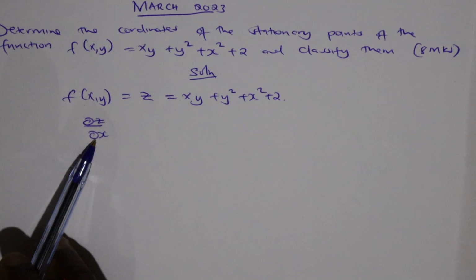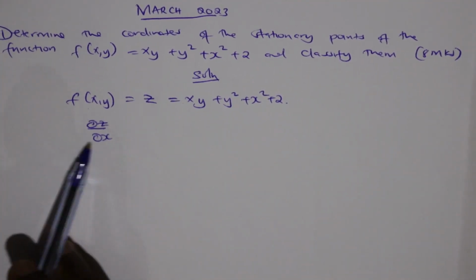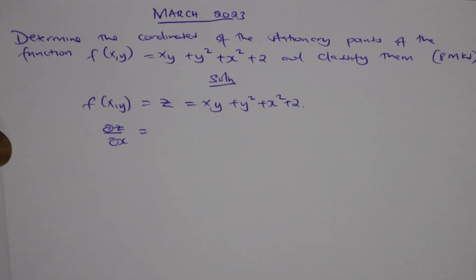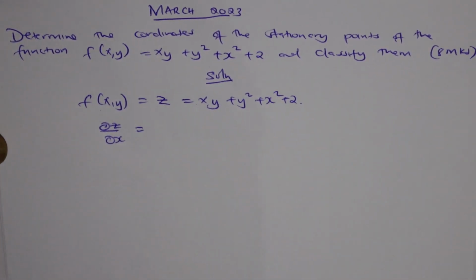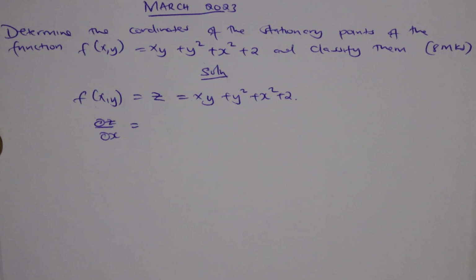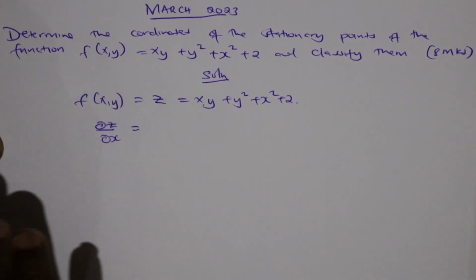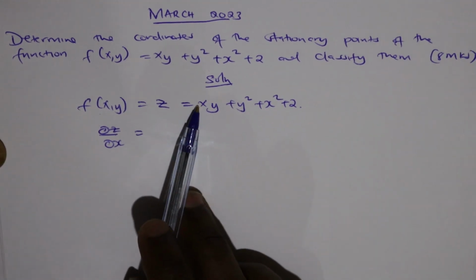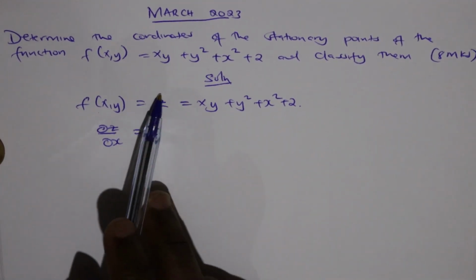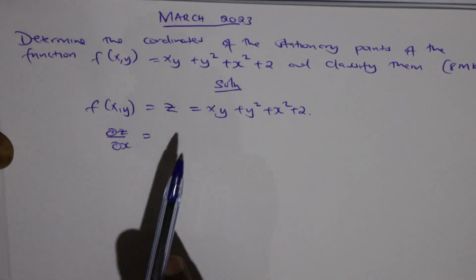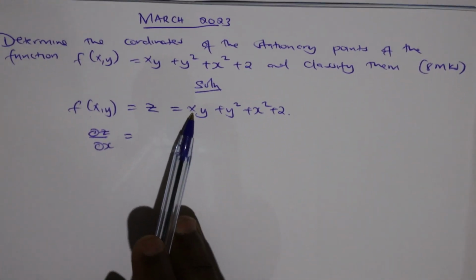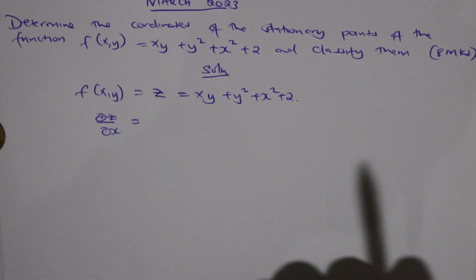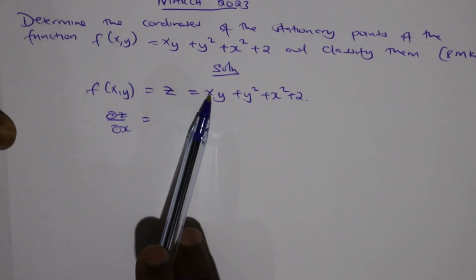Remember, this one is a curly d to show that it is a partial derivative. So we always say, when you differentiate partially, all the other variables are treated as constant. Only you differentiate with respect to the variable that you are given. So we are differentiating our function z with respect to x. So if we are differentiating with respect to x, we shall only differentiate the x, but we treat y as a constant.